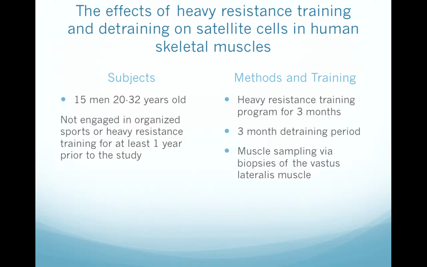The program was 3 times a week, and it consisted of hack squat, incline leg press, knee extensions, and hamstring curls. And there were 4 to 5 sets of 6 to 12 reps with some upper body exercises thrown in there as well. There was a 3-month detraining period that followed and consisted of everyone returning to their everyday life, so that activity level before entering the study, with no resistance training or exercises performed for 3 months.